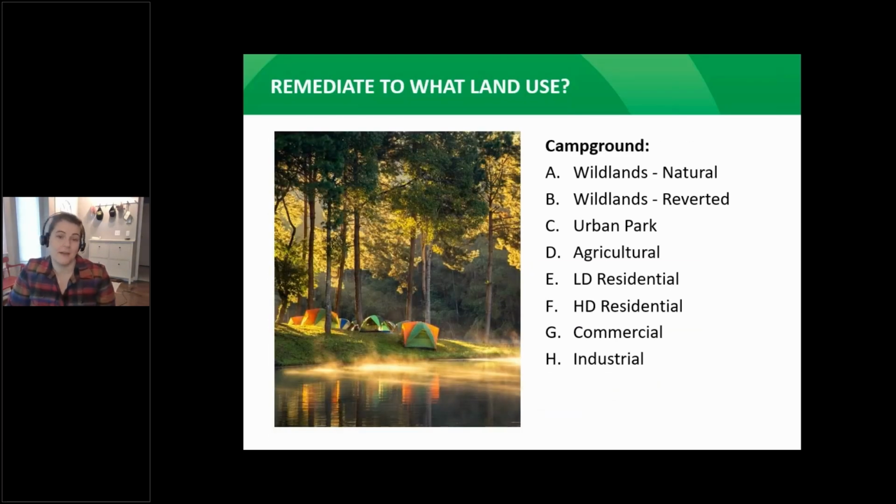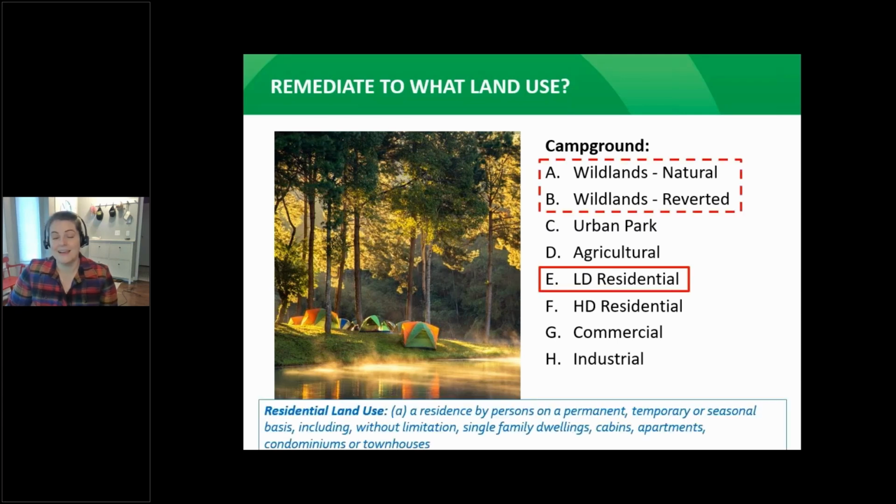What about a campground? What land uses should be considered in the remediation of a campground? Next. So there are actually multiple correct answers, and some professional judgment must be exercised. Conservatively, a campground would be low density residential. The definition of residential land use acknowledges that the site may be temporarily or seasonally occupied, as you can see from the quoted text at the bottom of the slide.